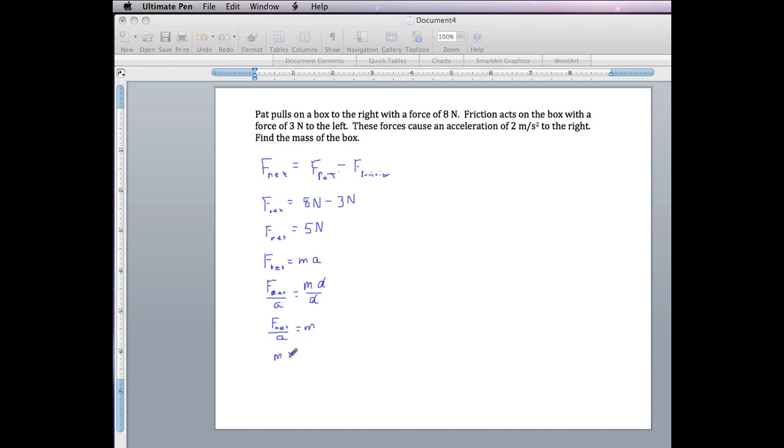Now we can plug in the numbers. The net force was 5 newtons. The acceleration was 2 meters per second squared. And then when we divide, we get 2.5.